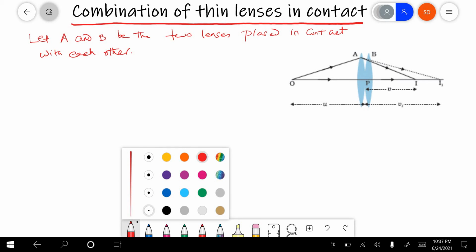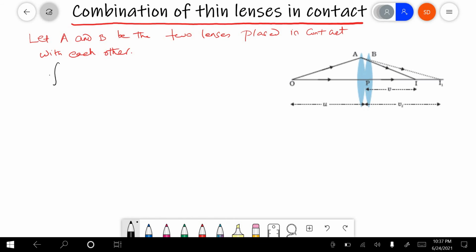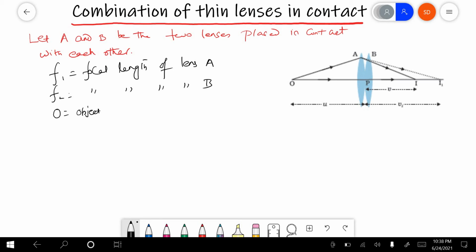So let O be the object, or you can say let f1 and f2 be the focal lengths of lens A and B. f1 is the focal length of lens A, and f2 is the focal length of lens B. Now the object O is placed at a distance u from lens A.